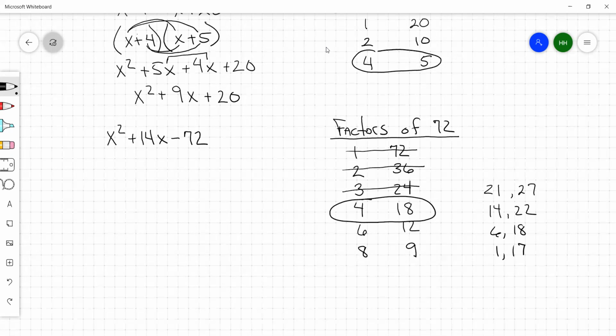Now you have to position your signs accordingly. This becomes x plus 18.